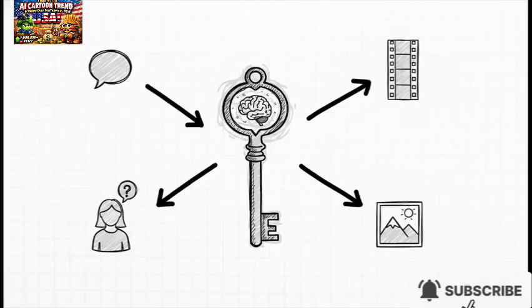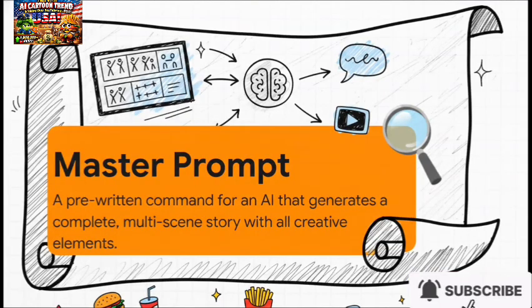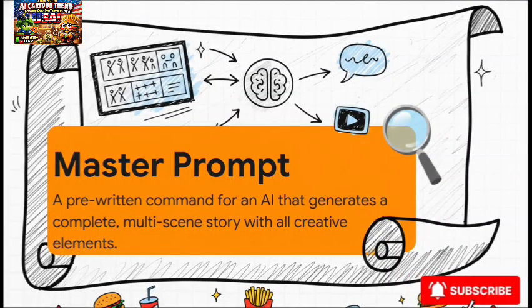See, the real genius isn't just which AI tool you use, it's how you tell it what to do. And that instruction, it's called the master prompt. So, what is a master prompt anyway? Well, think of it like a complete architectural blueprint for your video. You feed this one giant, comprehensive prompt into an AI, and it spits out everything you need. We're talking the full story structure, detailed descriptions for every single image, all the character dialogue, and even the specific commands for the animation later on. It literally does all of the creative heavy lifting in one single step.